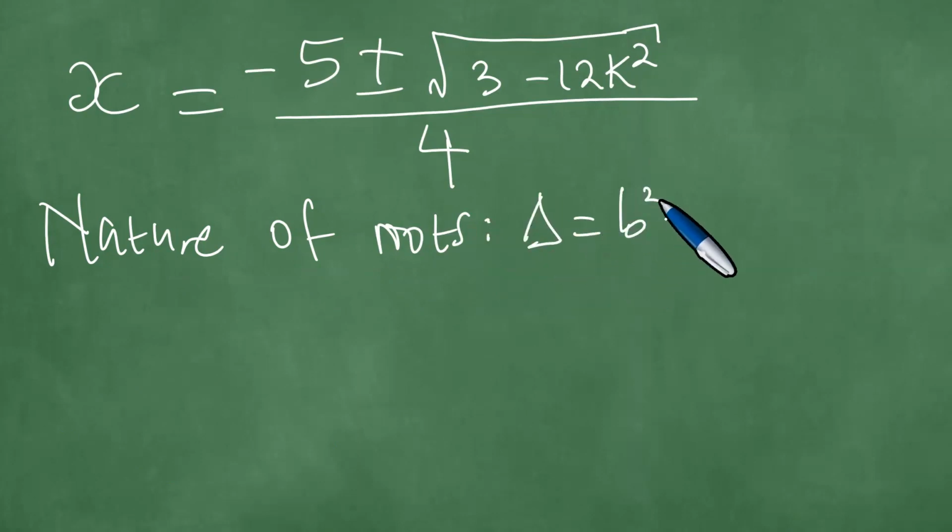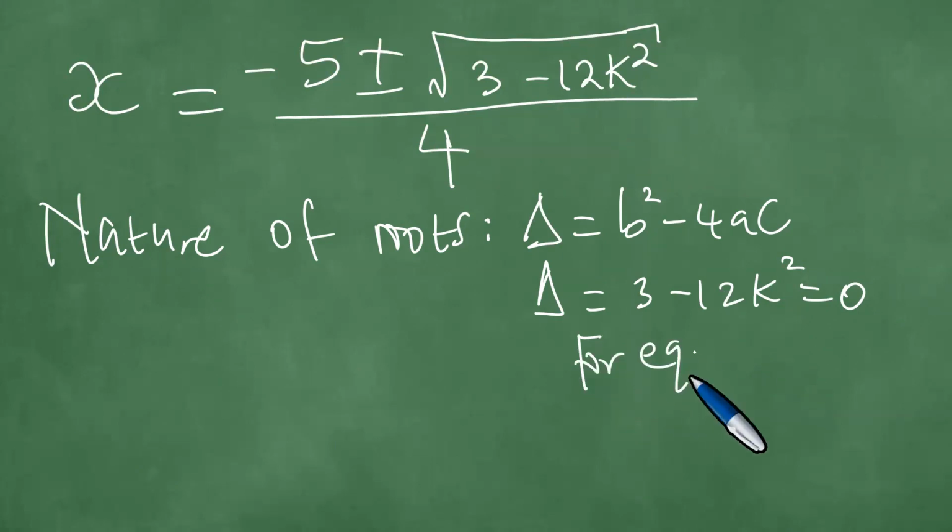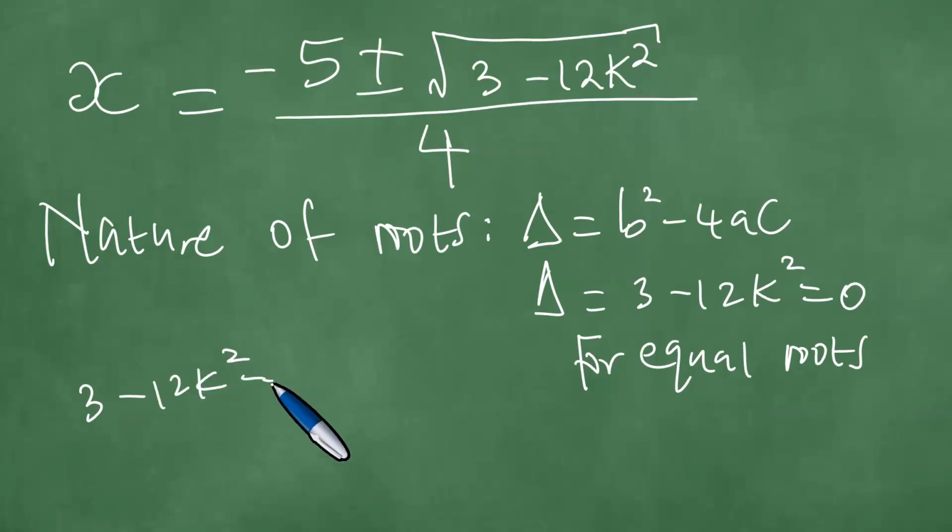Delta is always b squared minus 4ac. It is always what is under the square root sign. And so at this point, it is 3 minus 12k squared, and this is equal to what? It's equal to zero because for equal roots. So if it is equal to zero for equal roots, it means therefore you have 3 minus 12k squared equals zero. K squared is equal to what? You can write it here.